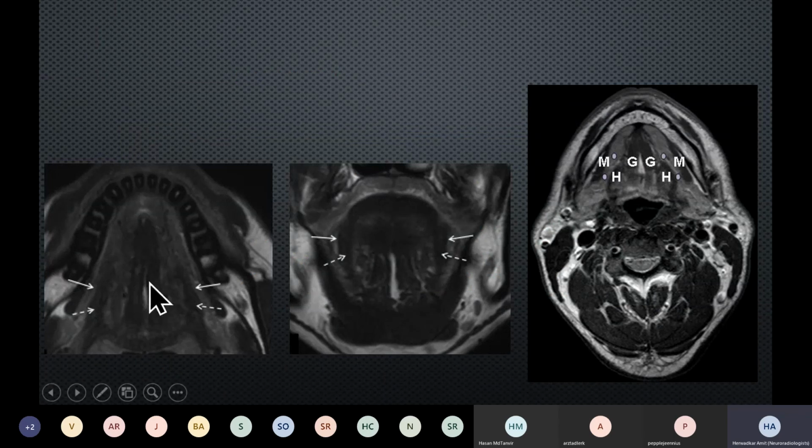I won't show too much of this neck anatomy. I know we have got mainly neuro physicians over here. It lies in a very specific plane, which is deep to the mylohyoid muscle and superficial to the hyoglossus muscle. So these are the intrinsic muscles of the tongue, and it's got a very specific location between the two.